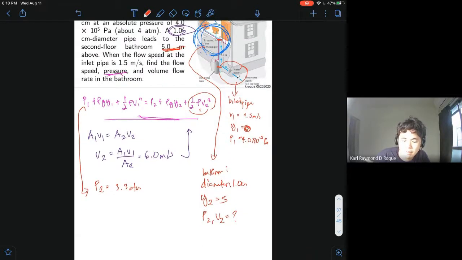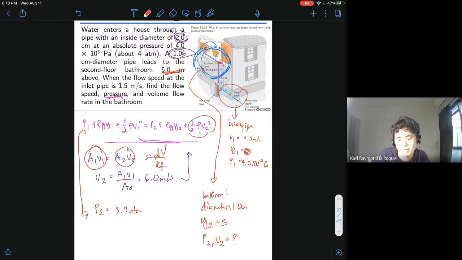Volume flow rate in the bathroom. Madali na yan. Ano nga ulit yung volume flow rate? Continuity equation. Actually, kahit anong side yung gamitin mo, equal sa dV over dt. So, basically, i-plug in nyo lang yung nakuha nyo. Kahit yung A1, V1, meron na kayo niyan, may volume flow rate na agad kayo. A2, V2, okay lang din. Ayan.